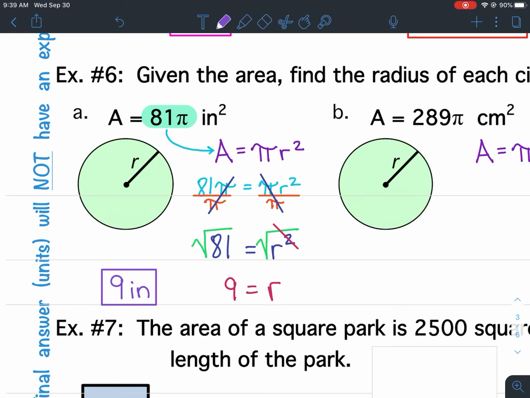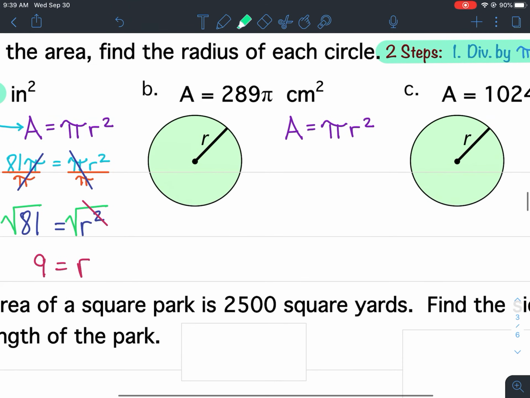All right, so I took the square root of 81 and I got 9. I didn't put it in the calculator because I know the square root of 81 off the top of my head is 9. So again, square root of 81 is 9, so 9 equals r. And my final answer, which I write off to the side, is 9 inches. And if you're wondering where I'm getting this unit from, it's right here in the original problem.